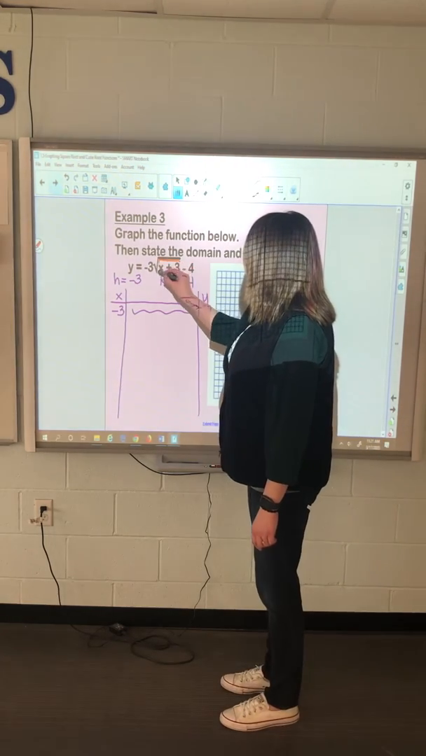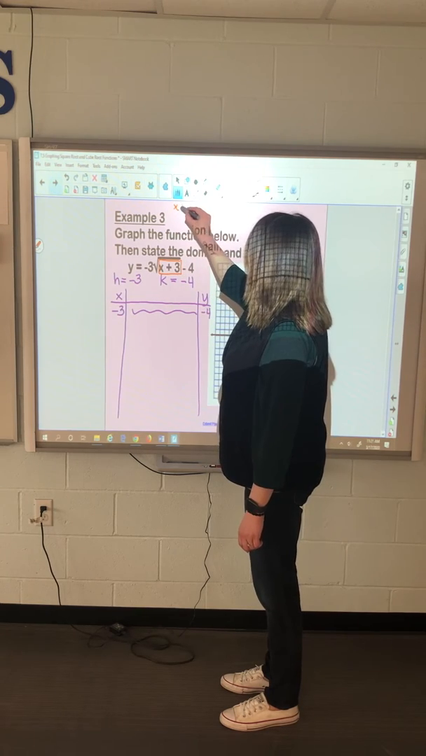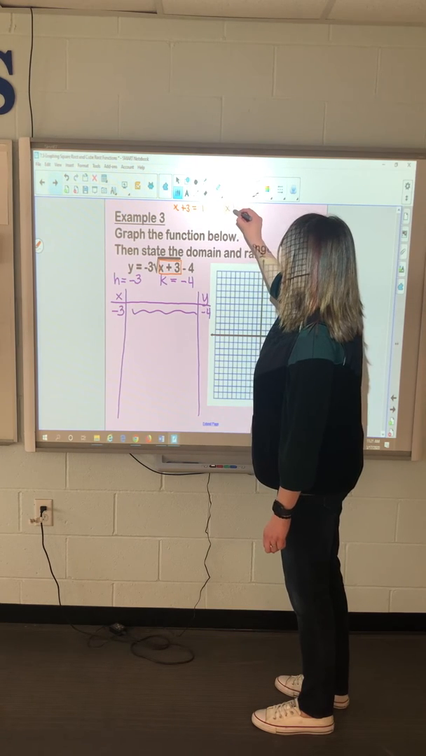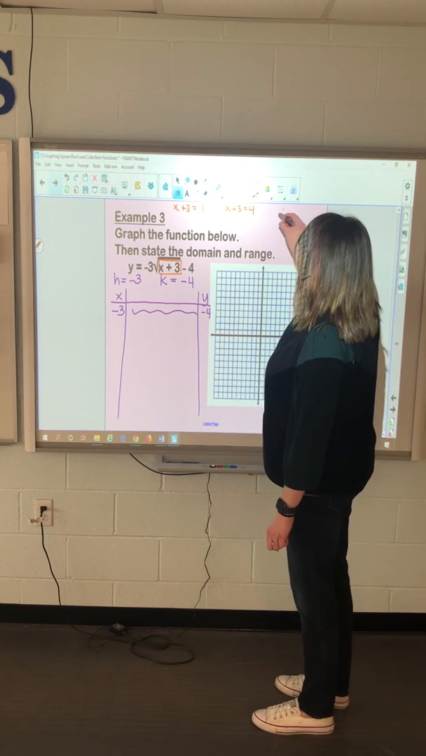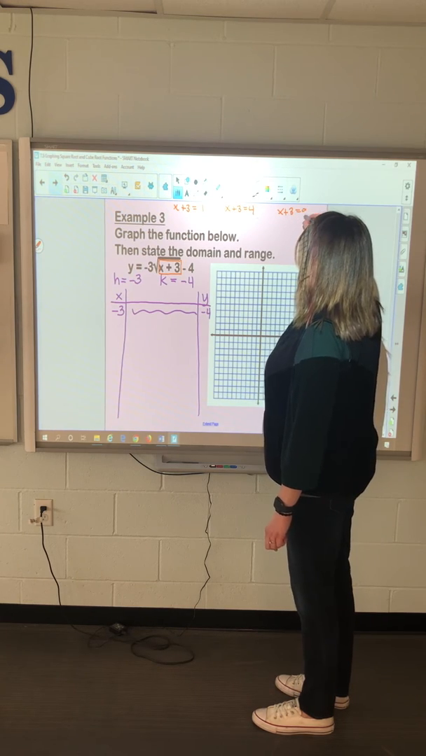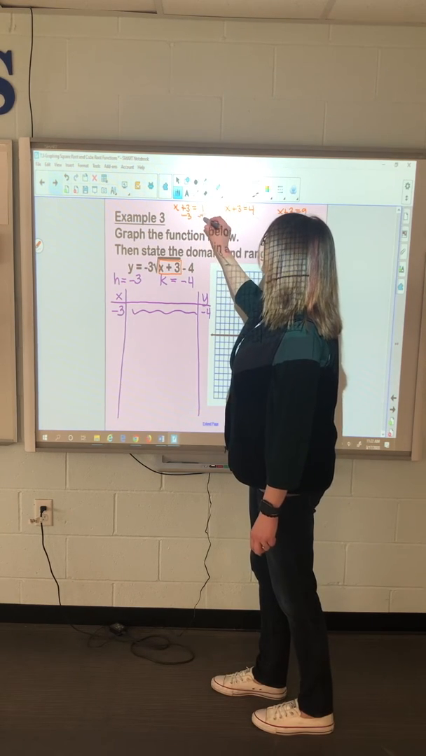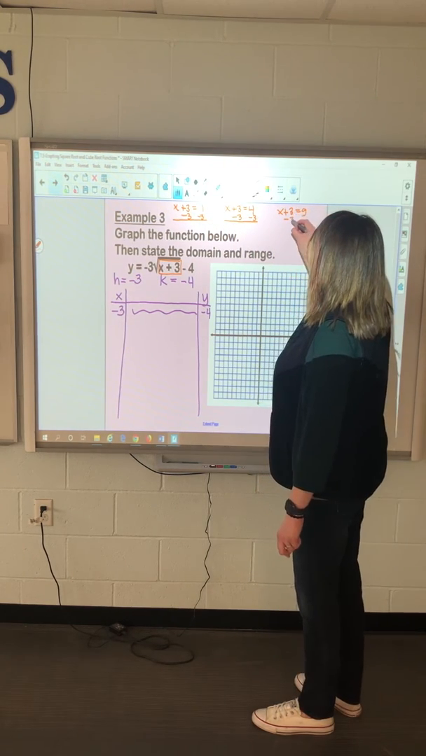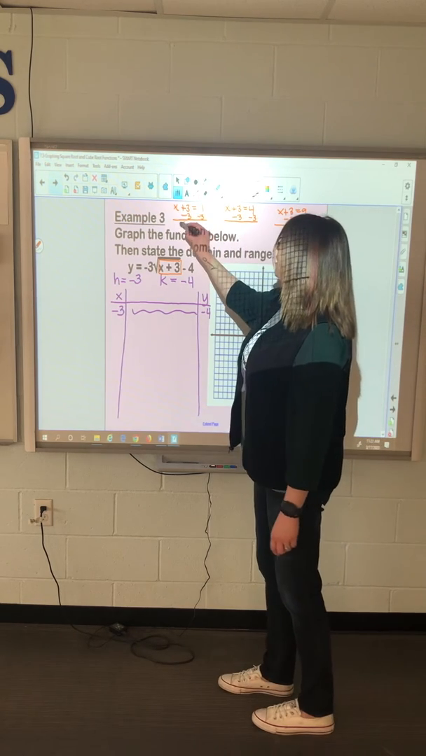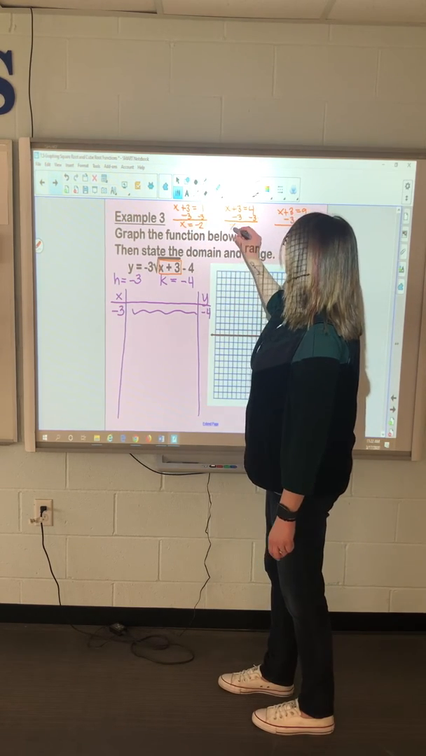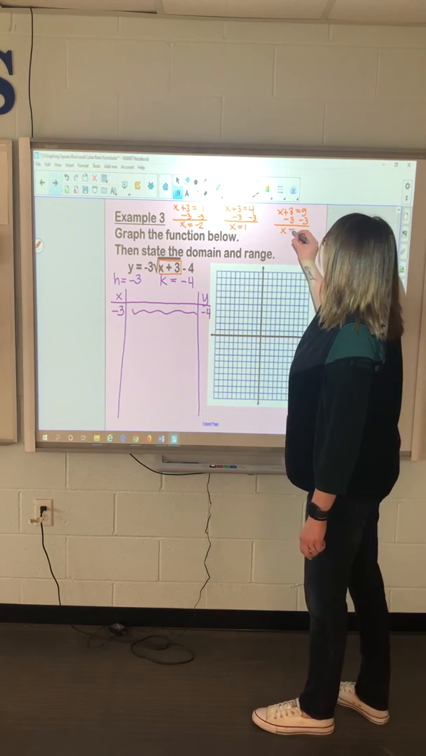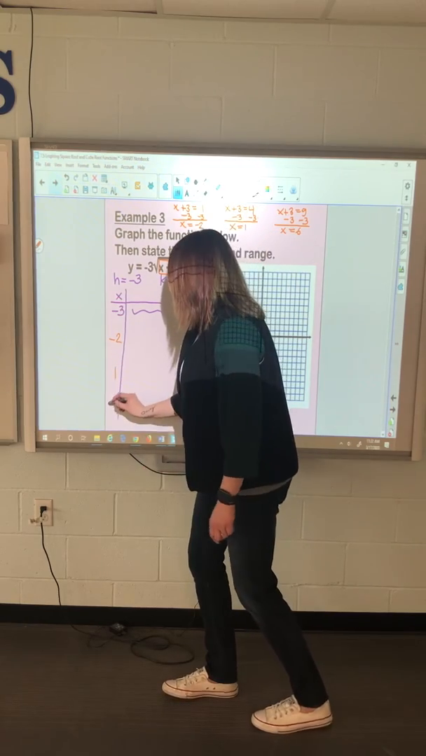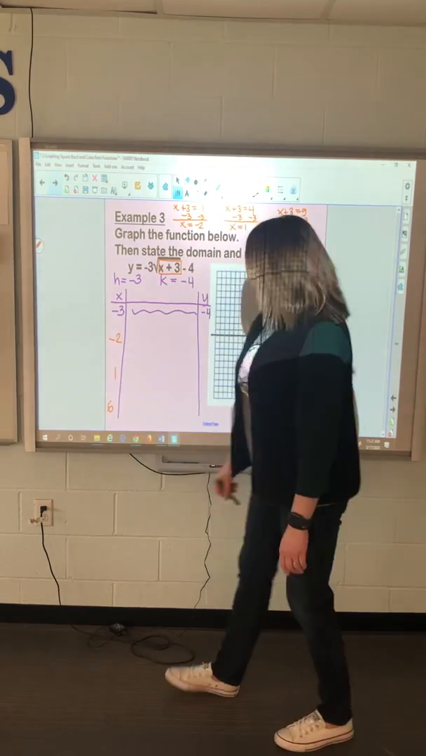All right, remember, we're going to take what's underneath the radical, which is x plus 3, and we're going to set it equal to those perfect squares. So I'm going to set it equal to 1, I'm going to set it equal to 4, and I'm going to set it equal to 9, and then we're going to figure out what is x going to be. So I'm going to find out that x is negative 2, x is 1, and x is 6. So I need a negative 2, a 1, and a 6. So that's pretty easy to find out.